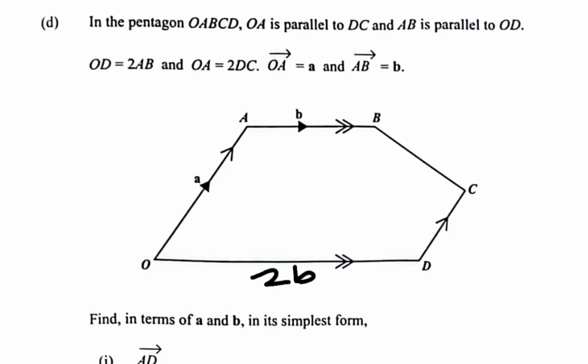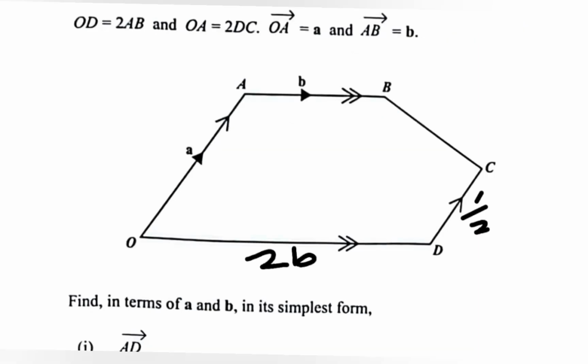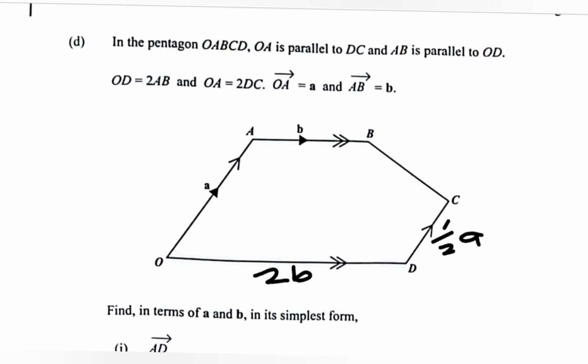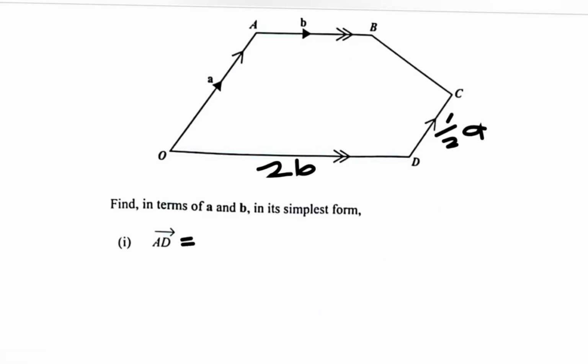Since OD is equal to 2AB, then OD would be 2B, and OA is 2DC, so DC is going to be half A. To find AD, we're going to travel from A to O and from O to D. Since OA is A, then AO is going to be minus A plus OD, which is 2B.